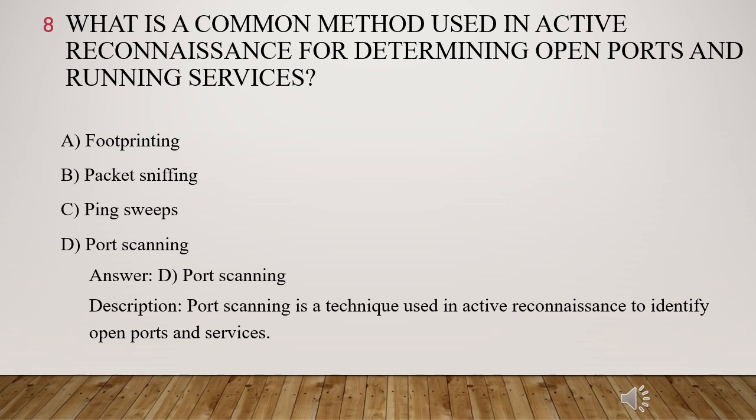Footprinting. While footprinting is part of active reconnaissance, it focuses on gathering broader information about the target network, including operating systems, devices, and network topology. It doesn't necessarily involve directly probing individual ports. Packet sniffing. This technique involves capturing network traffic flowing through a specific segment of the network. While it can reveal information about active connections and services, it requires access to that specific network segment and might not capture detailed information about specific ports.